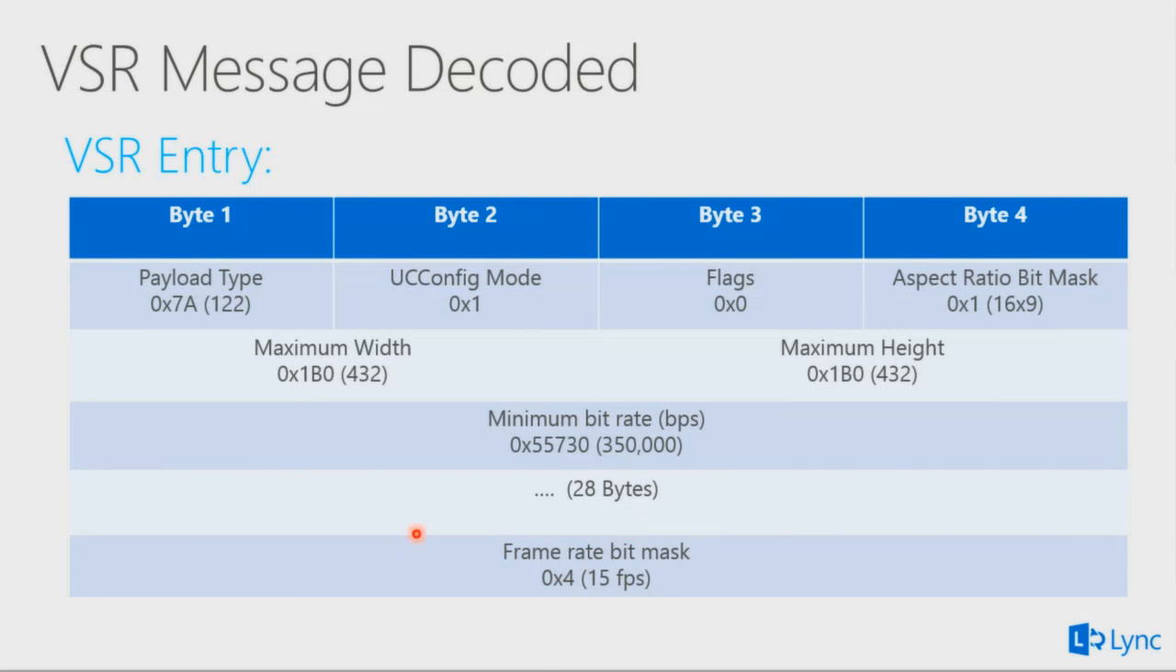Frame rate, very important. I'm asking for 15 frames per second, right? So this is the entry, and then the next entry would be the RT video, and I'm not going to show that. It's similar. We're asking for the same kind of width and height. Now, this is the default message when I open up a video conversation at the default screen, right?